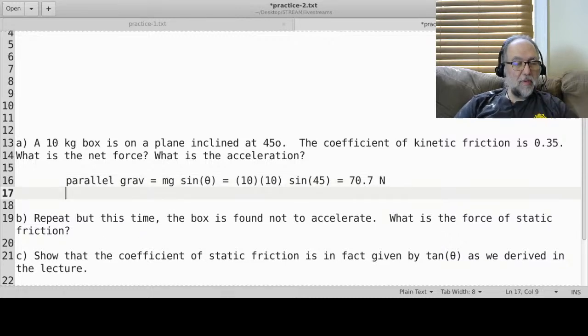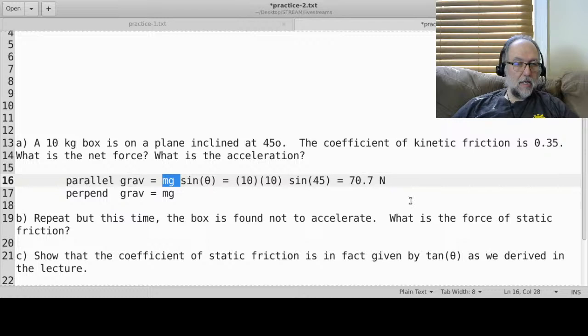Okay, the perpendicular component, I'll just round that up, like that. That's going to equal mg cosine theta.